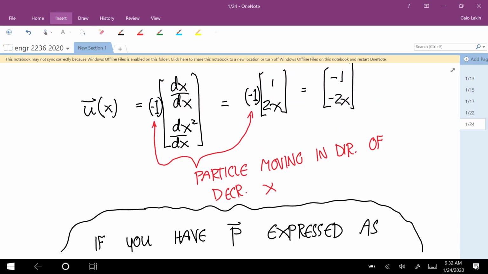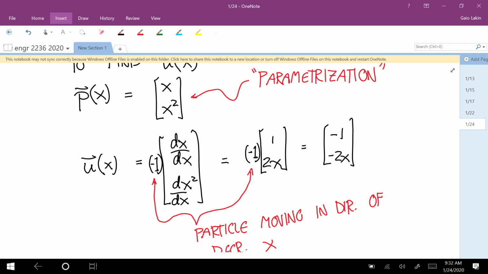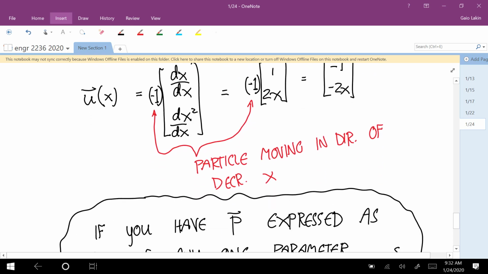Okay, so now we have this. Here's where we are. We used the fact that this is parameterized by X, took the derivative with respect to that parameter, multiplied by -1 because we're going not in the direction of increasing X, but the opposite direction. And we have this vector that now for any X value is tangent to the path. It's in the direction of motion. It's not a unit vector yet.